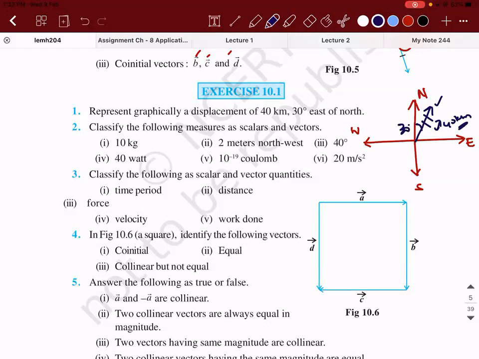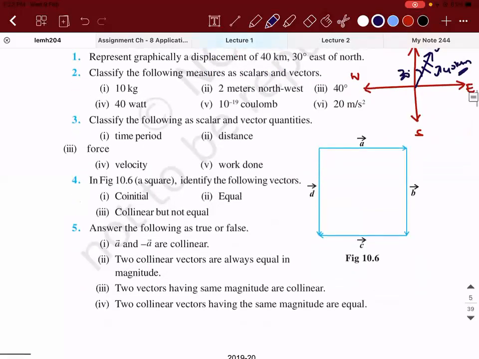Right. Now, listen. Classify the following measures as scalars and vectors. 10 kilogram. Kilogram is mass. Mass is scalar. 2 meters northwest. 2 meters is distance. Northwest is direction. Distance plus direction is displacement. So displacement is a vector quantity.